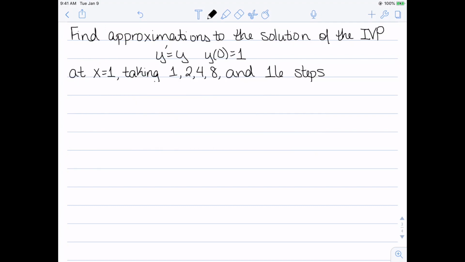We now want to find approximations to the solution of the initial value problem y prime equal to y, where y of 0 is equal to 1, at x equal to 1, taking 1, 2, 4, 8, and 16 steps. So let's start with the things that we know. Our initial condition gives us that our first point, x0, y0, is 0, 1. And our recursive formula for y says y sub n plus 1 is equal to y sub n plus h times f of x sub n, y sub n, which in this case is just y sub n. So I went ahead and simplified this to 1 plus h times y sub n.